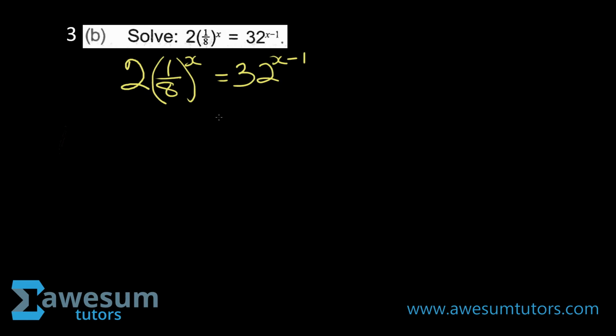Okay, now how do we solve this? We want to find x. We have x on both sides. So first of all, what we can do right here is this: we can have 2 times (1/8). Now, 8 can be represented as 2 raised to the power of 3, because 2 times 2 times 2 gives 8, right? Everything raised to the power of x.